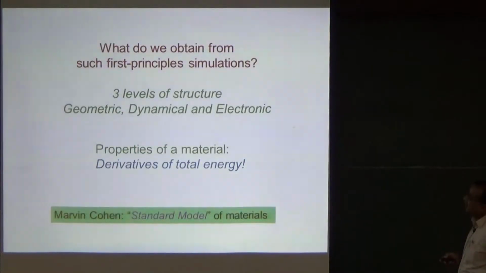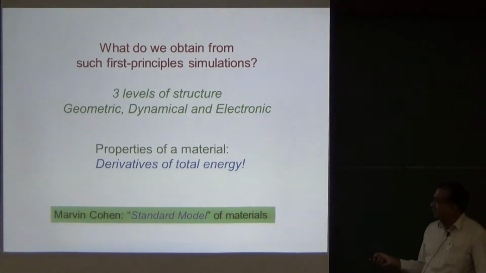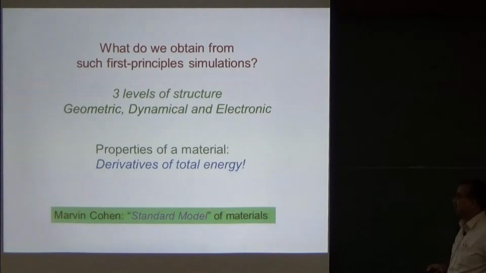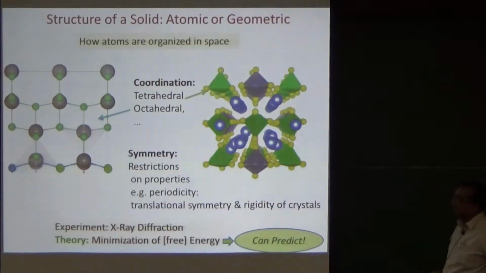Okay. So what do we learn from DFT calculations? And by the way, as I mentioned in my abstract, this is what is considered as the standard model for materials, which basically uses no empirical information in description of a material. And remember, properties of a material are essentially related to derivatives. So if you can calculate that energy effectively, you can get most of the properties out. And let me now show you the 3 levels of structure that we get from this calculation.